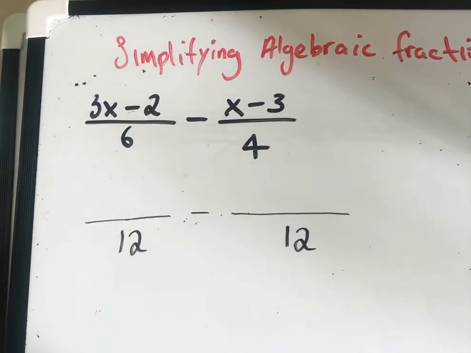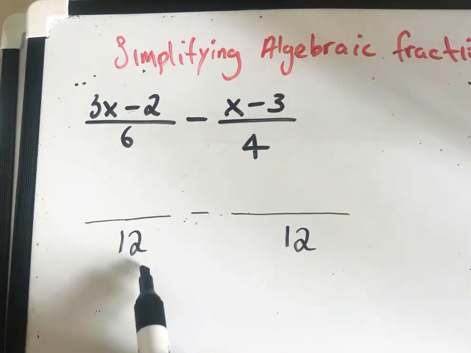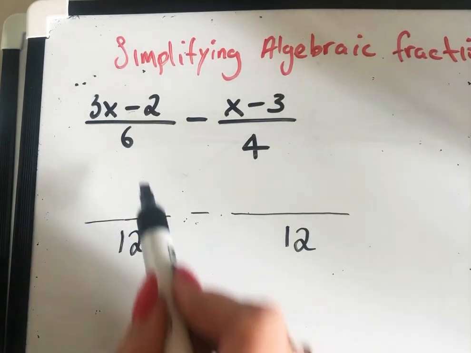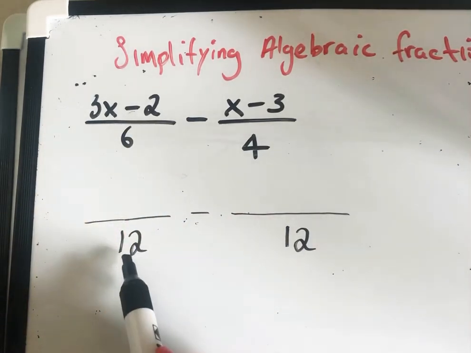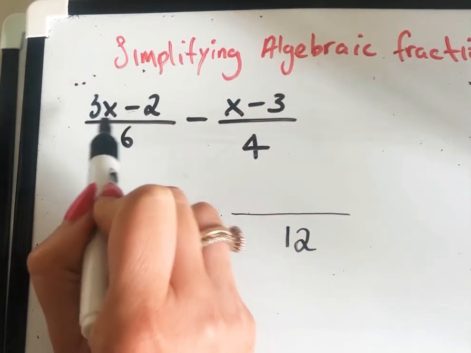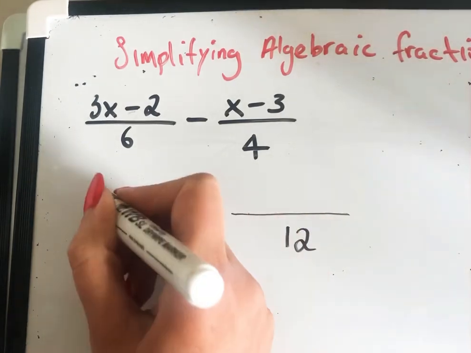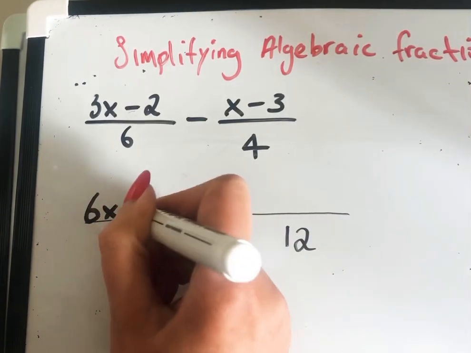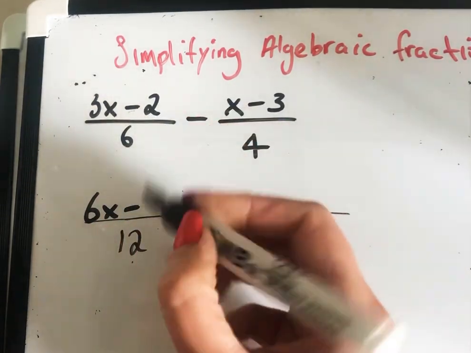So we say, well, what was multiplied by 6 to give us 12? And we know it's 2. So the denominators are multiplied by 2, so which means the numerator must also be multiplied by 2. So 2 by 3x is 6x. There is our negative sign. And 2 by 2 is 4.